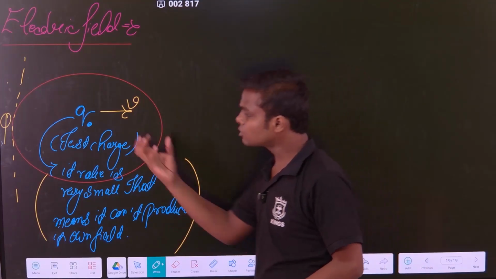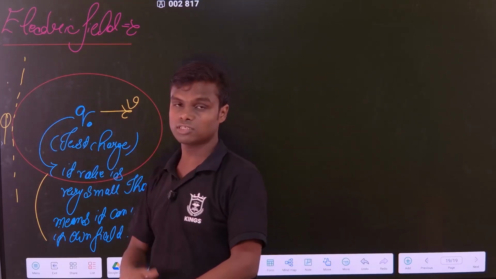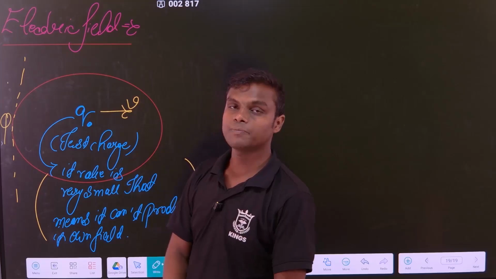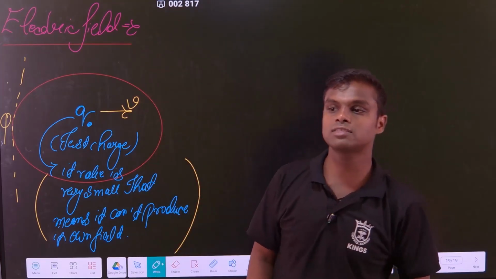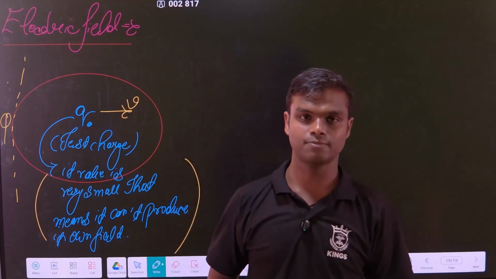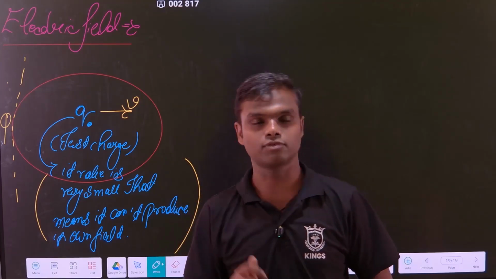That means there must be some quantity that is applying a force on this charge Q0. And what is that quantity? That quantity is nothing but the electric field. So electric field is what? Electric field is defined as imaginary lines which cause the electric force.